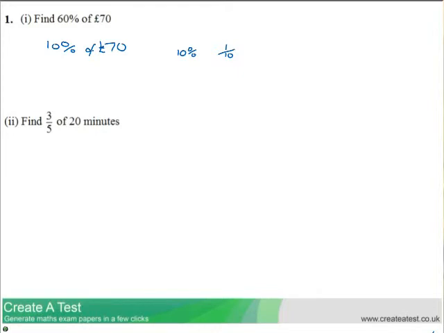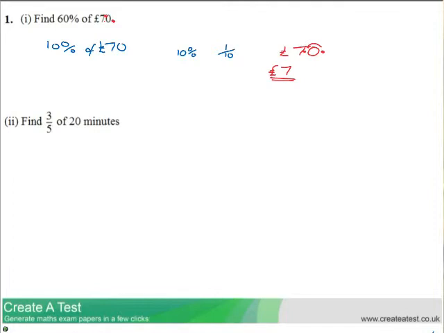But 10% is quite easy to find because you just literally look at this number and say, I'm going to actually move the decimal point one place and put it here. So if I start at £70, move the decimal point, end up with £7. So 10% of £70 is £7.